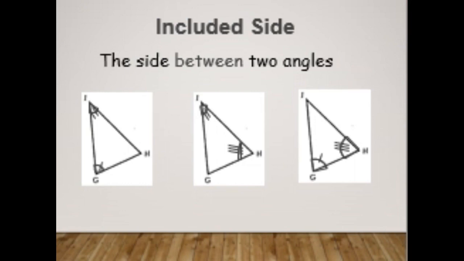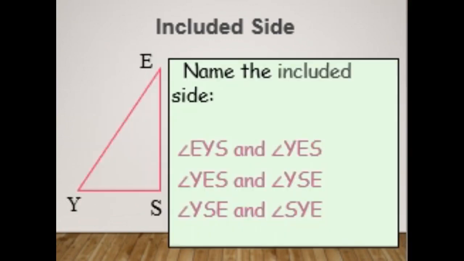Let's take an example. For our first figure, the included side here is, alright, very good, line segment GI. How about our second figure? What is the included side? The included side is side HI. How about in our third figure? Side GH. Very good. Now your turn.